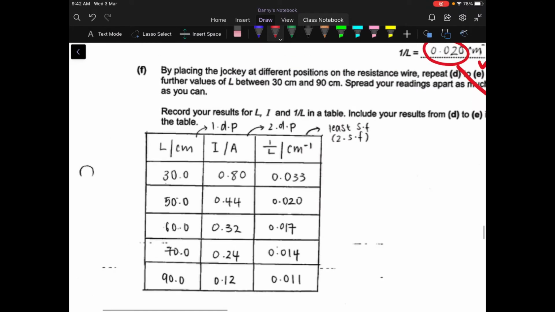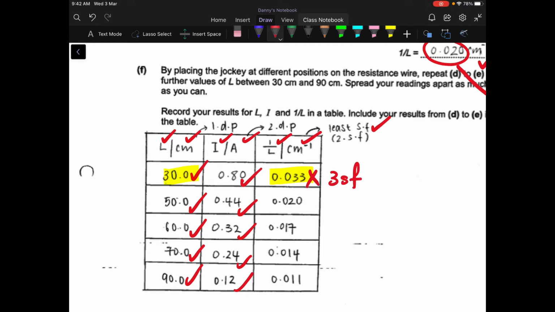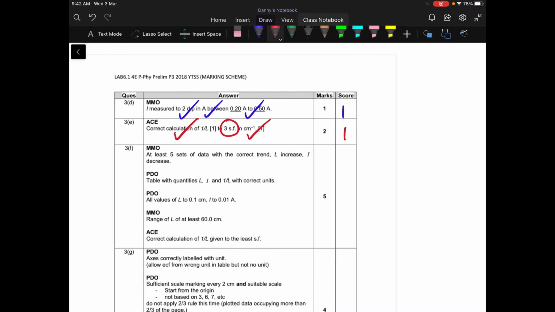Let's look at the table. Good. Yeah, so you see, this one is correct, because 1 dp. Correct, 2 dp. This one, I will check this. So this is wrong, should be 3 SF. This one is wrong because this one here is 3 SF. What a waste.